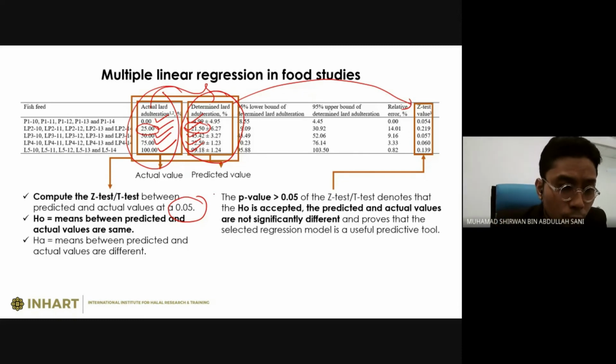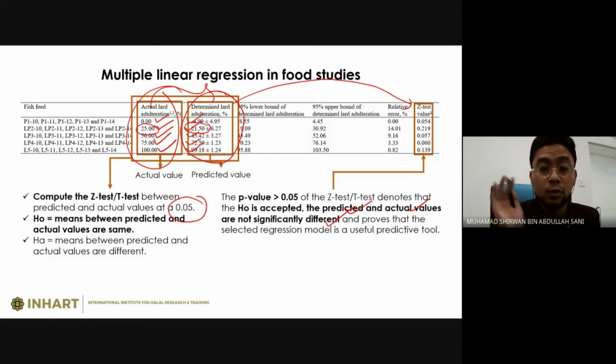Okay. So we calculate the Z-test and check the p-value produced by the Z-test. If the p-value of the Z-test is more than 0.05, that indicates we need to accept the null hypothesis. It also indicates that the predicted values and actual values are not significantly different, which proves the MLR model is a useful predictive tool. So you can predict your contamination using this MLR.